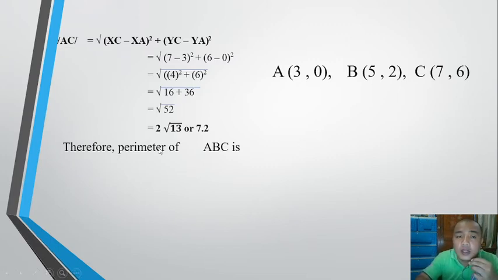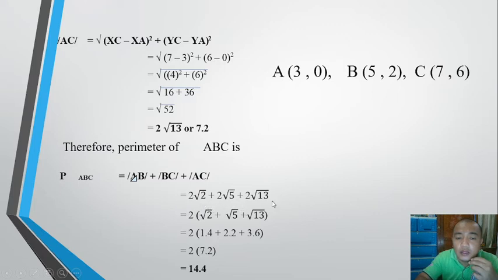All we need to do is to add the lengths of the three sides of the triangle. Add 2 square root of 2 plus 2 square root of 5 plus 2 square root of 13. Then the common factor is 2. Square root of 2 is 1.4. Square root of 5, using your calculator, is 2.2. Square root of 13 is 3.6. Add this, 7.2 times 2 is 14.4. Thus, the perimeter of the triangle is 14.4 units. Okay, can you follow? It's easy.